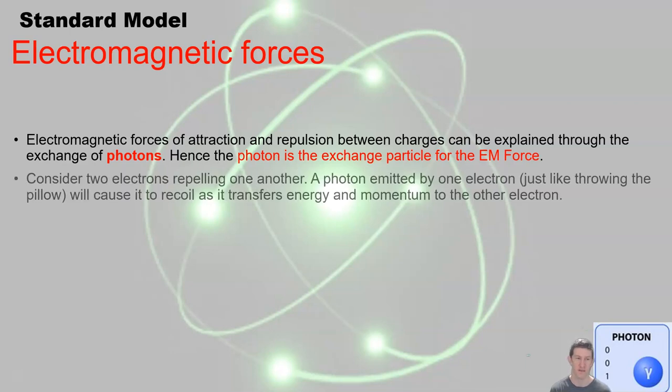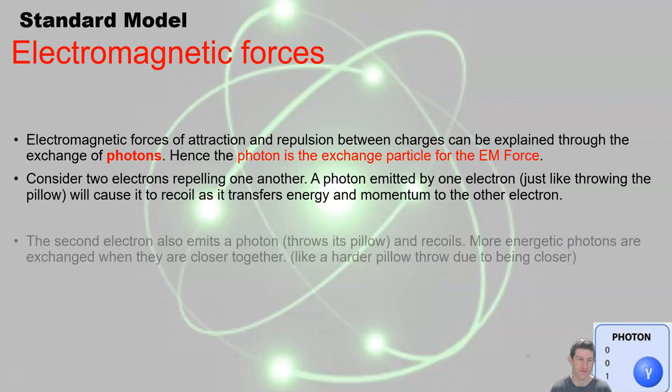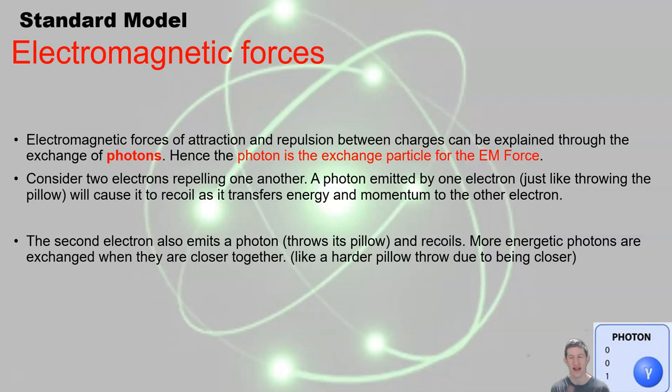It's the exchange particle. If you consider two electrons that are repelling each other, a photon is emitted by one electron, which is just like that pillow we talked about before. It's thrown a pillow at the other electron, which causes it to recoil as it transfers energy and momentum to the other electron. So we take these two electrons, they're pushing each other apart, but what's actually happening is at a subatomic level, the electron is throwing a little photon pillow at the other one, and by the third law, it's pushing it away. So that's causing that repulsion. The second electron does the same thing. It emits a photon, it throws its pillow, and it recoils.